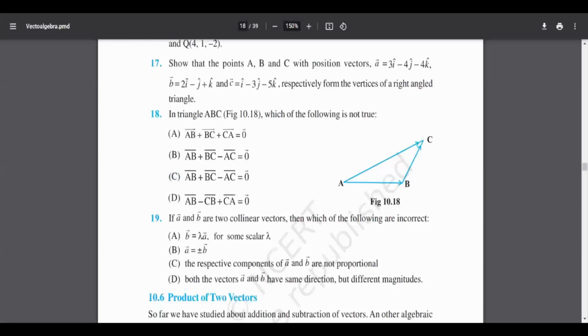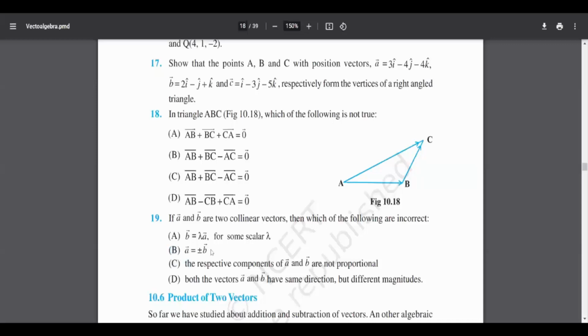In question 19, the question is: if A and B are two collinear vectors, which of the following are incorrect. If A and B are two collinear vectors, then B is lambda times A, and this is correct. We can say B is plus minus A, but not always, because it is not necessary that lambda will be that. But yes, it is kind of correct, so this is partially correct.